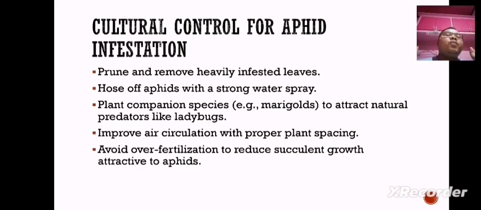Okay, so kailangan kung mag-plant man tayo ng mga ganitong plant species, we have to observe the proper spacing para hindi ma-encourage yung mga aphid mag-spread. Avoid over-fertilization, okay? To reduce succulent growth attractive to aphids. So pag masyadong succulent yung growth ng mga milkweed na ito, yung curassavica, it can be attractive siya sa aphids. So kailangan nating i-avoid yung sobrang pag-fertilize.